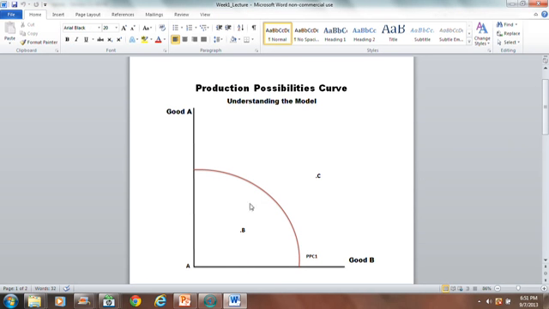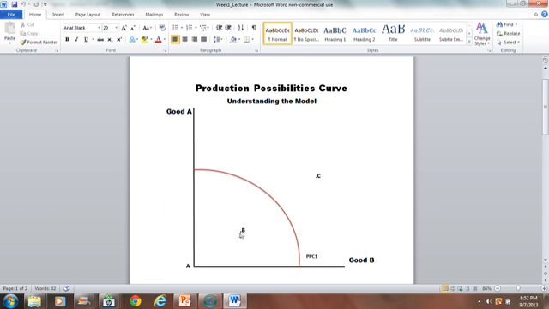A simple rule of thumb for identifying good choices, where output equals input, is any combination that falls on the curve. Any combination that falls on this curve is going to be an output combination on the input curve. When output equals input, there is no waste. So any combination on the curve itself is considered a good choice because there's no waste of resources.